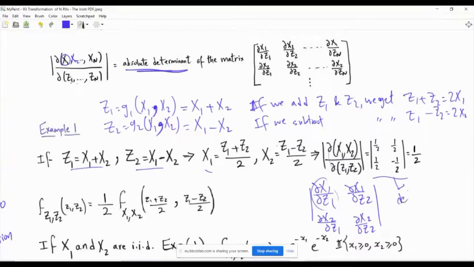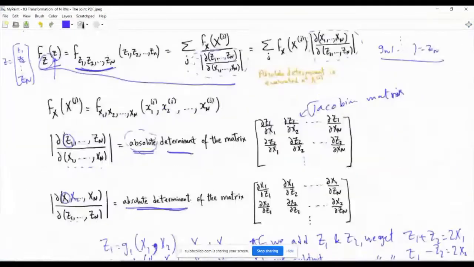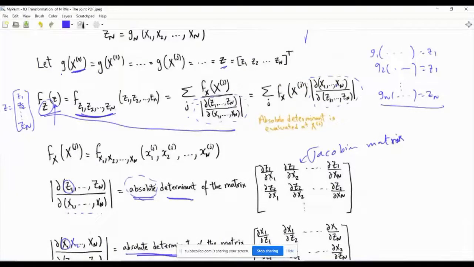So the determinant is 1/2 times minus 1/2 minus 1/2 times 1/2. So this is minus 1/4 minus 1/4, so it is minus 1/2. Remember that what we need in the formula is not the determinant, it is the absolute determinant. The determinant of the Jacobian matrix as written will be minus 1/2. The absolute determinant will be 1/2. So this will be this term here.